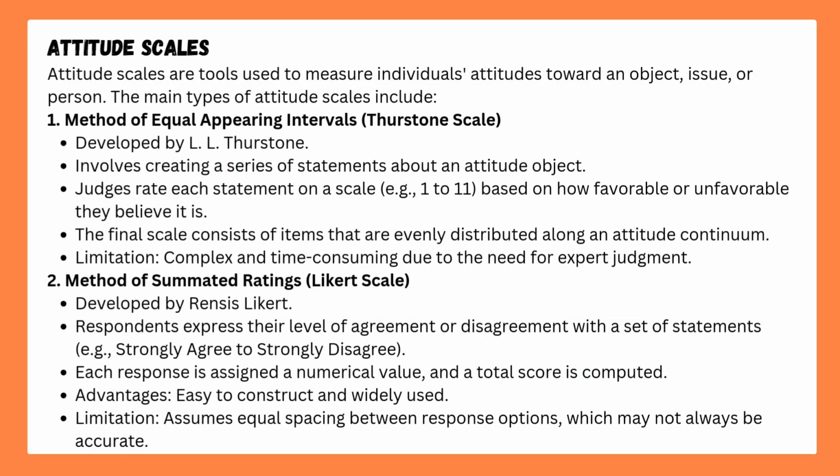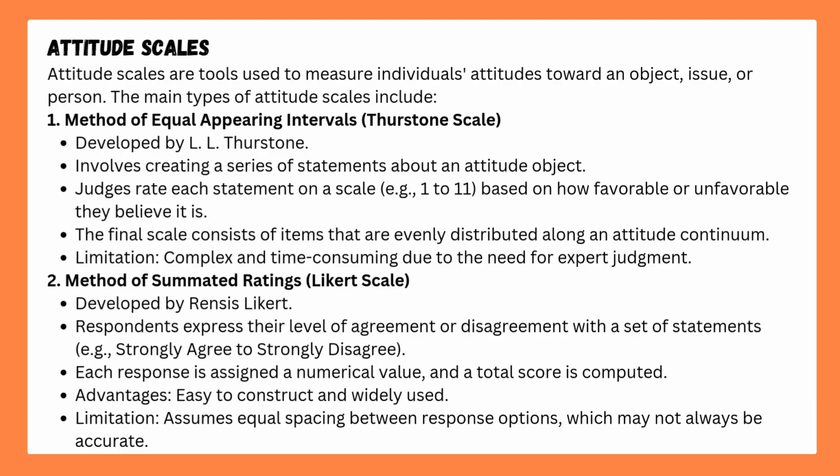Attitude scales. Attitude scales are tools used to measure individuals' attitudes toward an object, issue, or person. The main types of attitude scales include: 1. Method of equal appearing intervals, Thurstone scale. Developed by L. L. Thurstone. Involves creating a series of statements about an attitude object. Judges rate each statement on a scale, e.g., 1 to 11, based on how favorable or unfavorable they believe it is. The final scale consists of items that are evenly distributed along an attitude continuum. Limitation: complex and time-consuming due to the need for expert judgment.